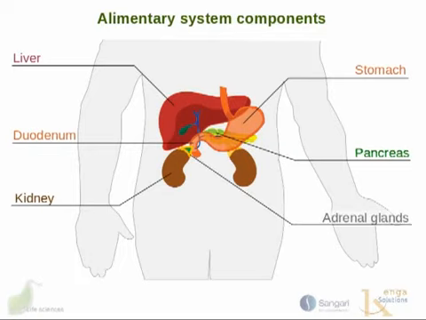The adrenal glands are well known for producing adrenaline, which controls our fight or flight response, but they also have a variety of other endocrine regulatory functions as well.